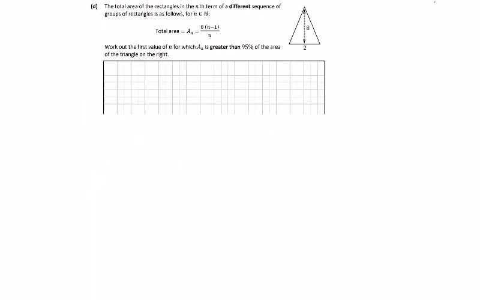Total area of the rectangles in a different sequence. Here's the area. We're told that it's 8n minus 1 over n. 8n minus 8 over n is an. Work out the value for an which is greater than 95% of the area of the triangle on the right. It's the same triangle, half of 2 by 8. So you get 8 square units.